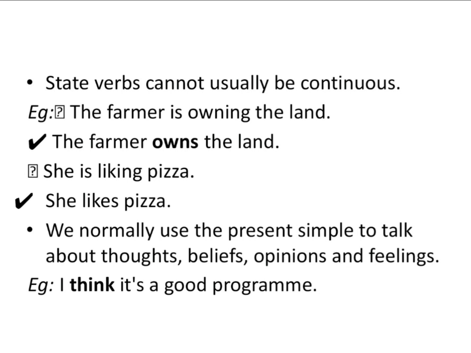Also, state verbs cannot usually be continuous. For example, the farmer is owning the land. It is an incorrect sentence, so the correct one: the farmer owns the land. We use the present simple here. Another example, she is liking pizza. Also an incorrect sentence, and the correct one: she likes pizza. We normally use the present simple to talk about thoughts, beliefs, opinions, and feelings. An example here: I think it's a good program.